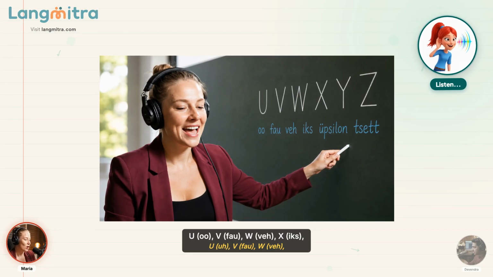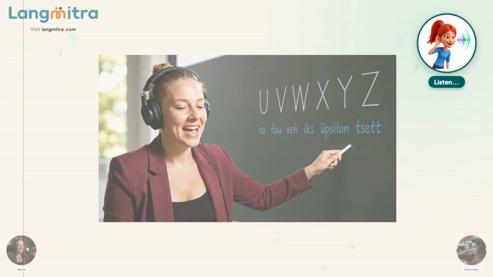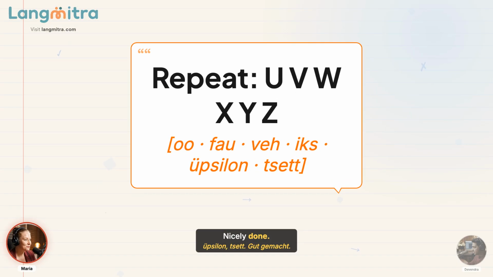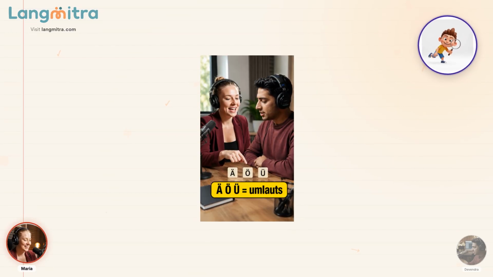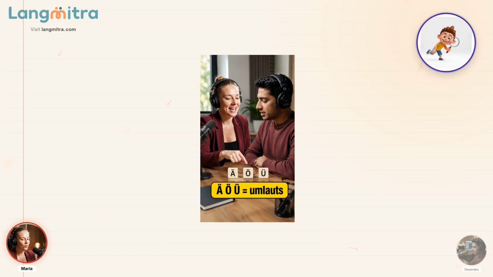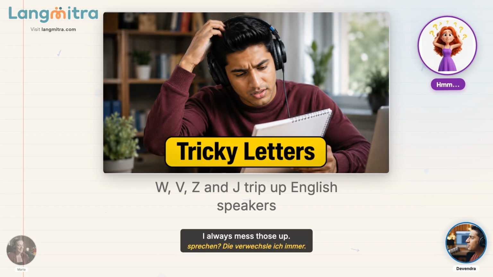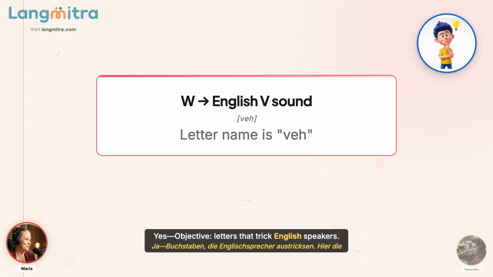Now here's the twist that confuses everyone. The German letter I is said E. So English E sound, but it's the letter I. Try it. E. Exactly. So just notice, Devendra, German E is A, and German I is E. They basically swap places compared to English. Wait, really? That's like a little trap. E is A, I is E. My brain wants to do the opposite.